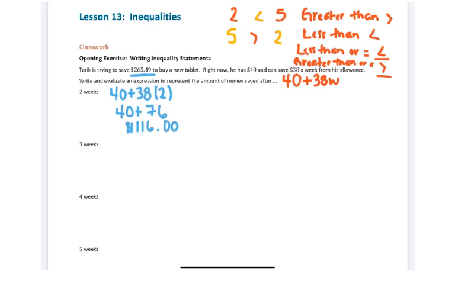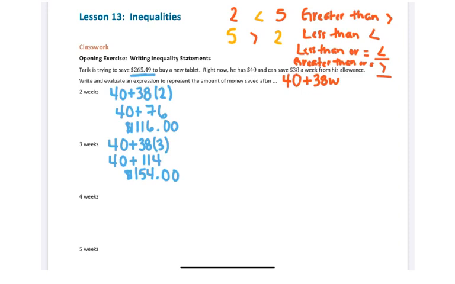Let's try 3 weeks. How much money will he have saved after 3 weeks? So now I have 40 plus 38 times 3. So I'm going to rewrite my problem as 40 plus 114, since 38 times 3 is 114. So now I'm going to add together 114 and 40, and I get 154. So he's going to save $154 after 3 weeks.